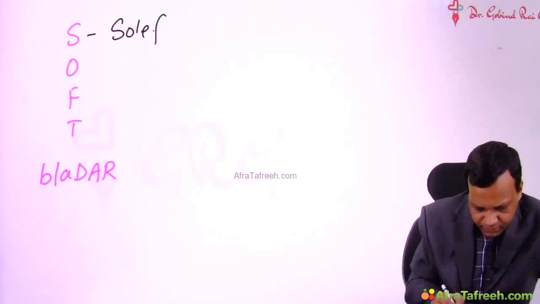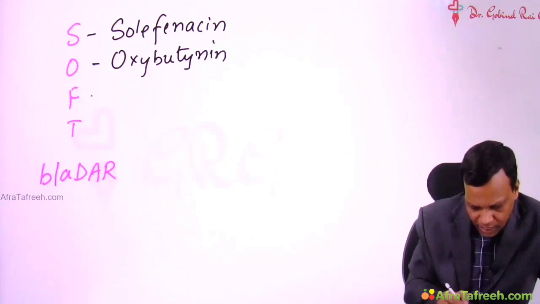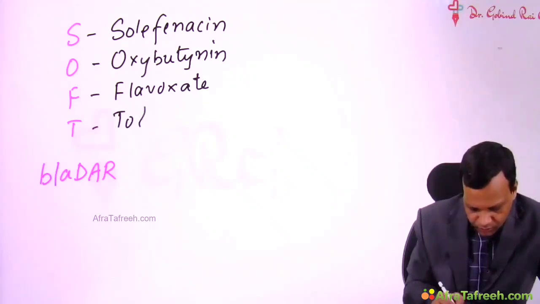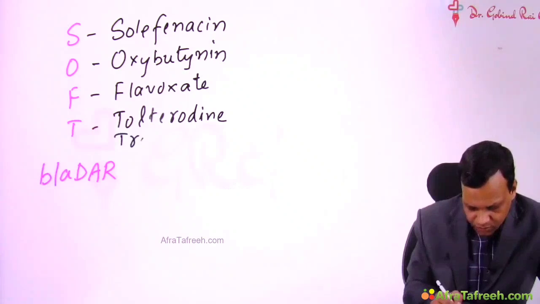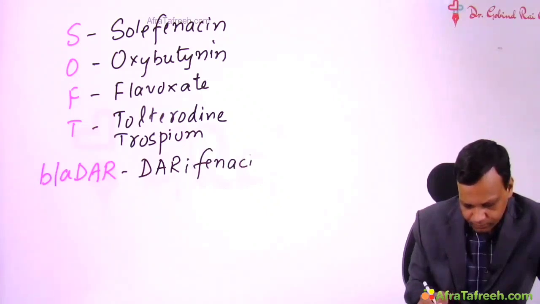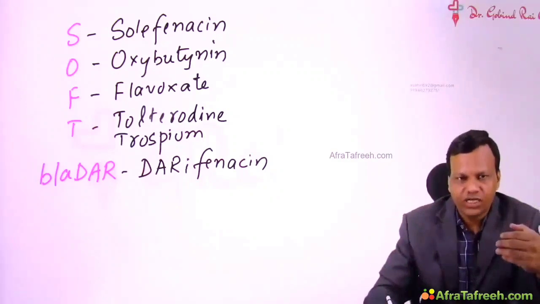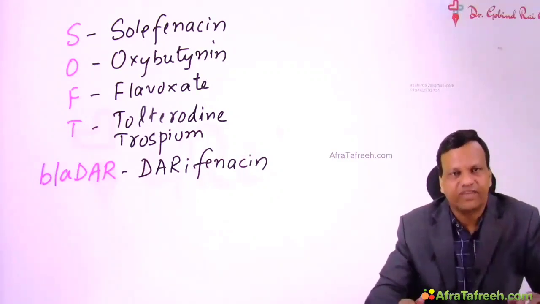The drugs are S for solifenacin, O for oxybutynin, F for flavoxate, T for tolterodine. Another drug is trospium, and DAR for darifenacin. Solifenacin, oxybutynin, flavoxate, tolterodine, trospium, and darifenacin.